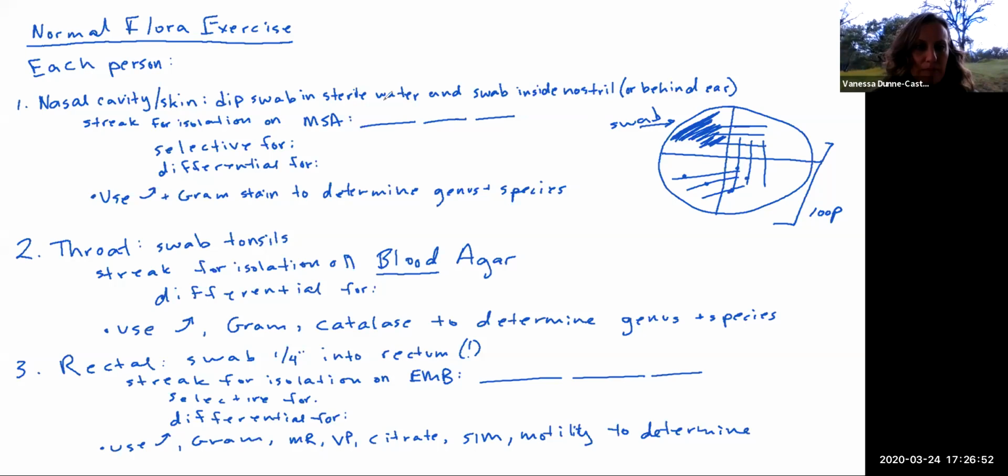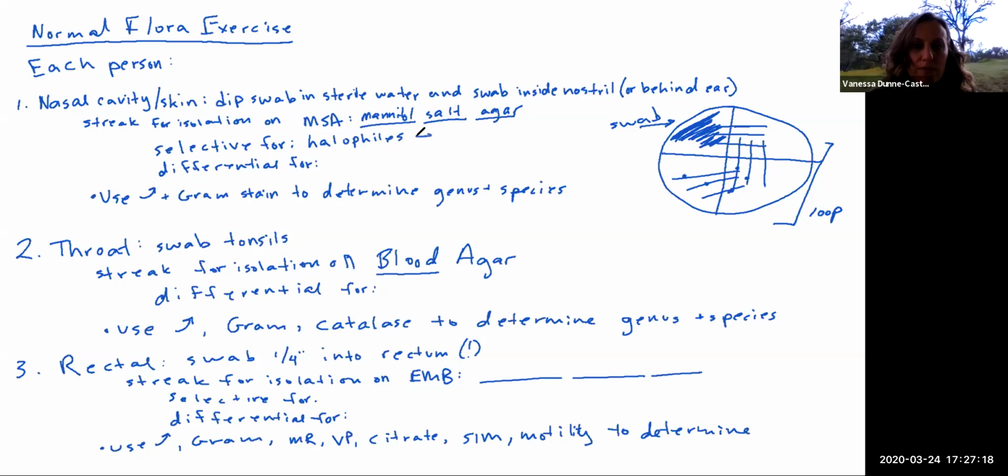So for the nasal cavity, we use MSA. This one stands for, if you can recall, M is for mannitol, S is for salt, and A is for agar. If you recall, these have 2 key ingredients, salt and mannitol. The high salt concentration makes this selective for halophiles, which becomes important for this isolation.